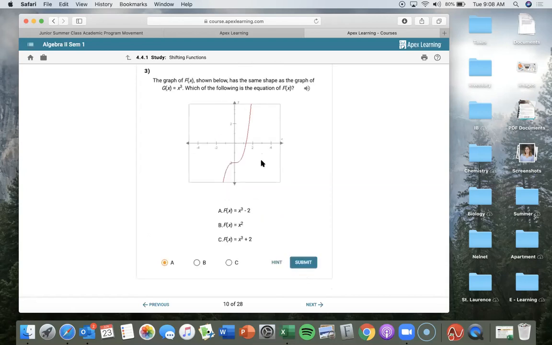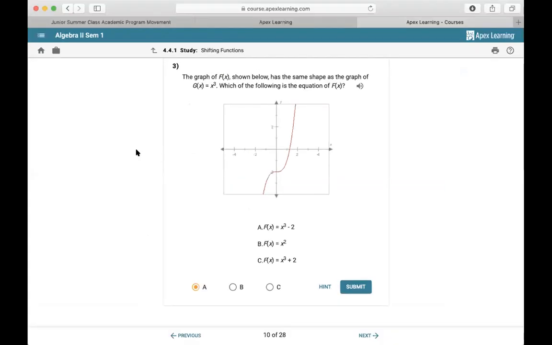And again, if you don't know how I knew that this was an x cubed, you can go to Google and type in x cubed graph. You can plug that in on your calculator, y equals x cubed, and x cubed would run through that origin point there. So since we went down by 2, we're going to have x cubed minus 2.